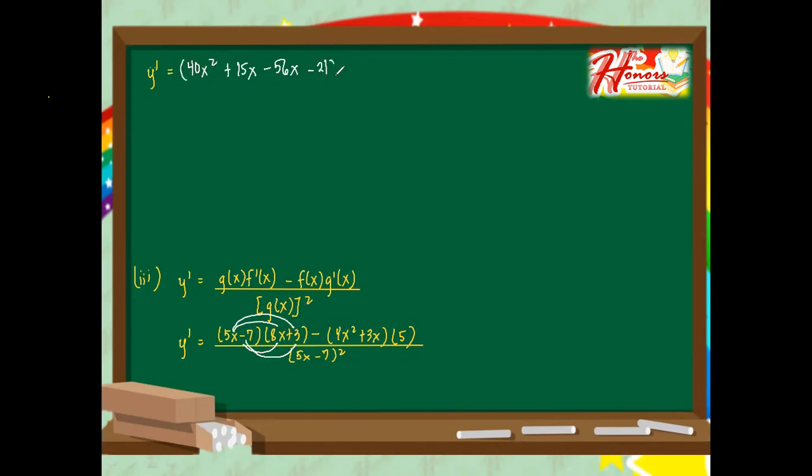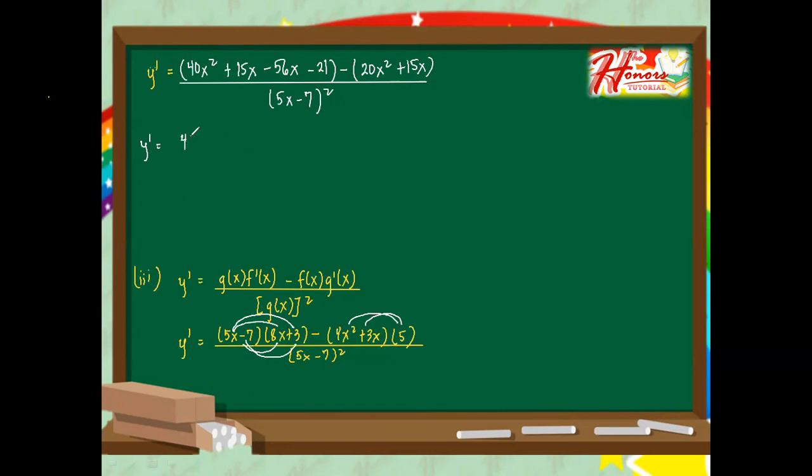Let's put a parenthesis first here. Minus 4x squared times 5, that is positive 20x squared. And then after that, let's multiply 3x and 5. So that is plus 15x, all over the quantity of 5x minus 7 raised to 2. Let's continue solving. Now we have here y prime is equal to, copy the first given.